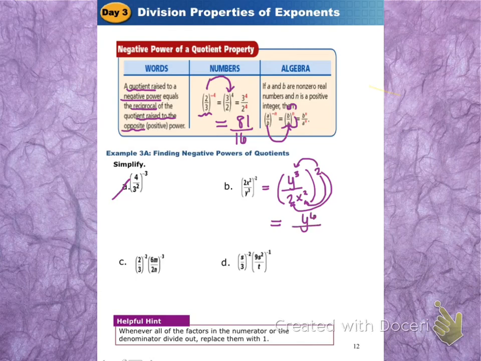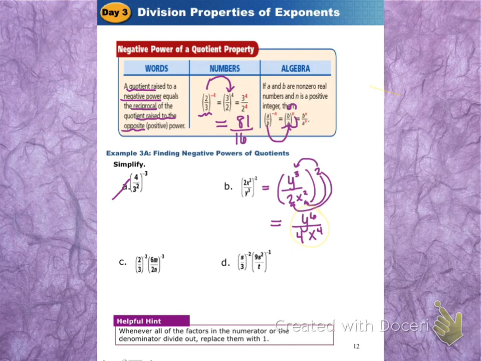Down here I've got a product that's being raised to a power, so each piece gets the power, so that's 2 squared or 4. And x squared to the second, use the power of a power property. That's x to the 4th. And there's my final answer.